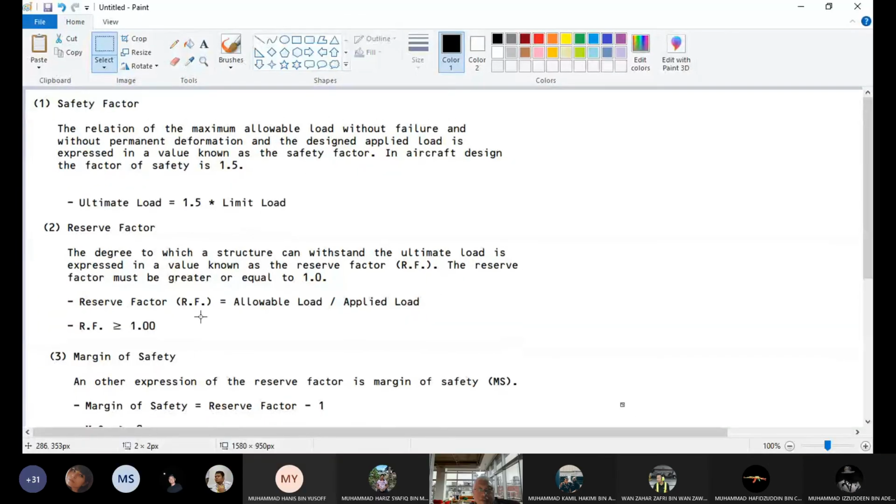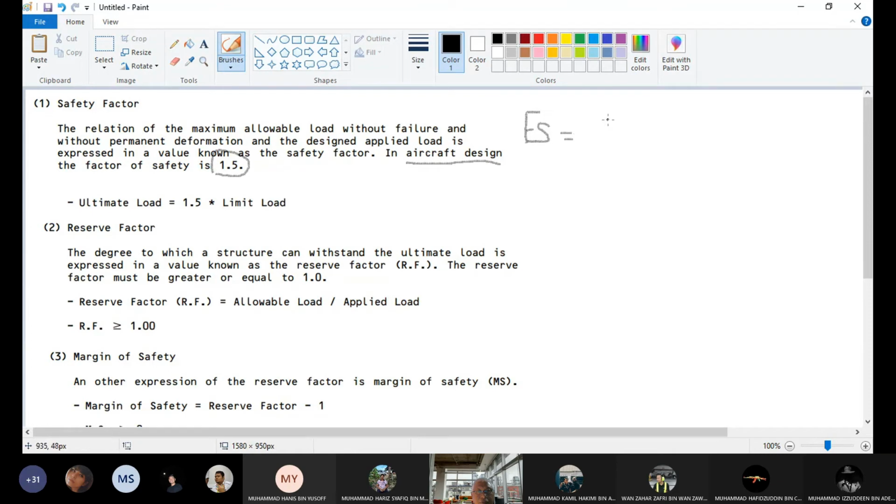Okay, you can see here safety factor, reserve factor, margin of safety. The focus for you is on 1.5. So the factor of safety must be 1.5 for aircraft design. The aircraft design requirement is regulation, so by regulation, the factor of safety must be 1.5. What does it mean? Let me put a very simple example.